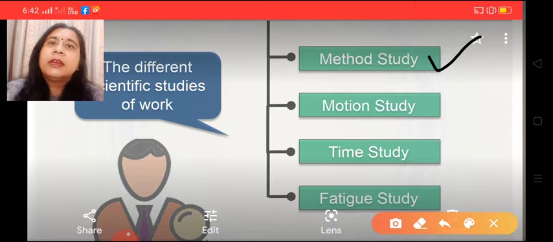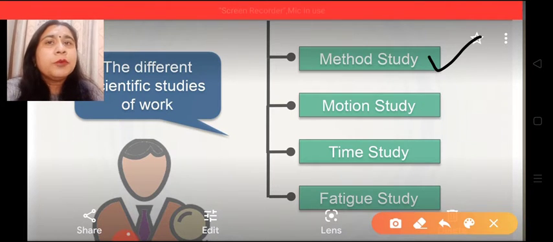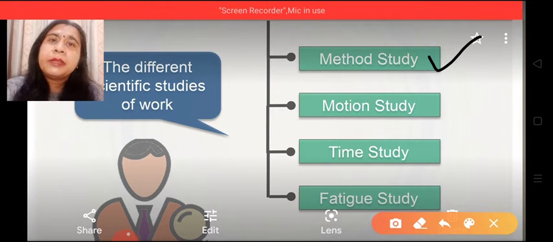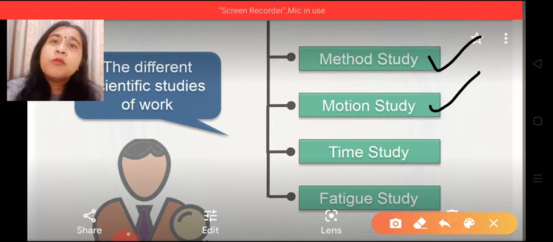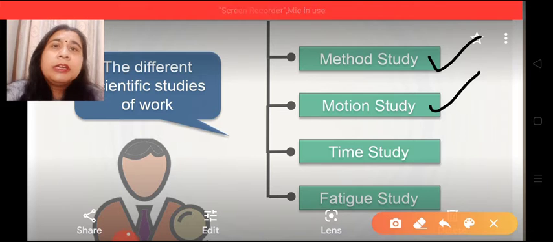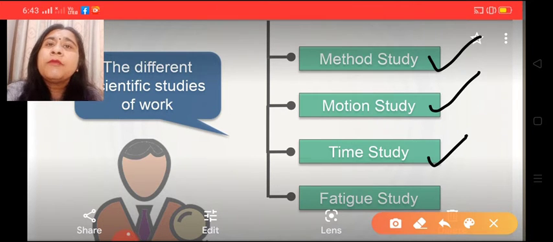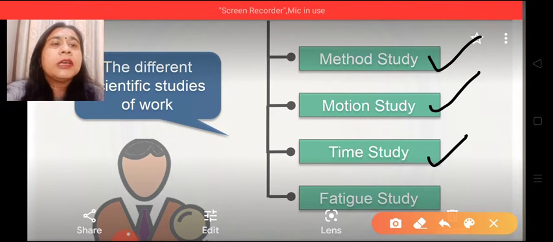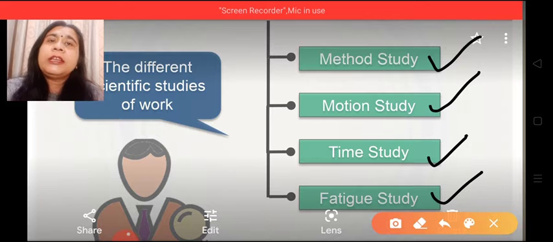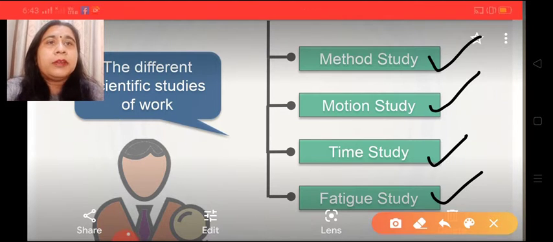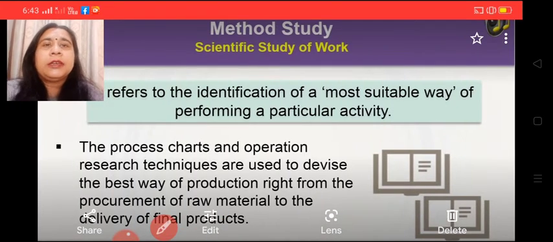method study, that is, methods would be studied and one best method would be searched out. Secondly, motion study, unnecessary movements would be removed. Time study, standard time would be fixed to complete the task. And fatigue study, that is, our workers are now to be given rest intervals. Let us study them in detail one by one. Let's start with the method study.